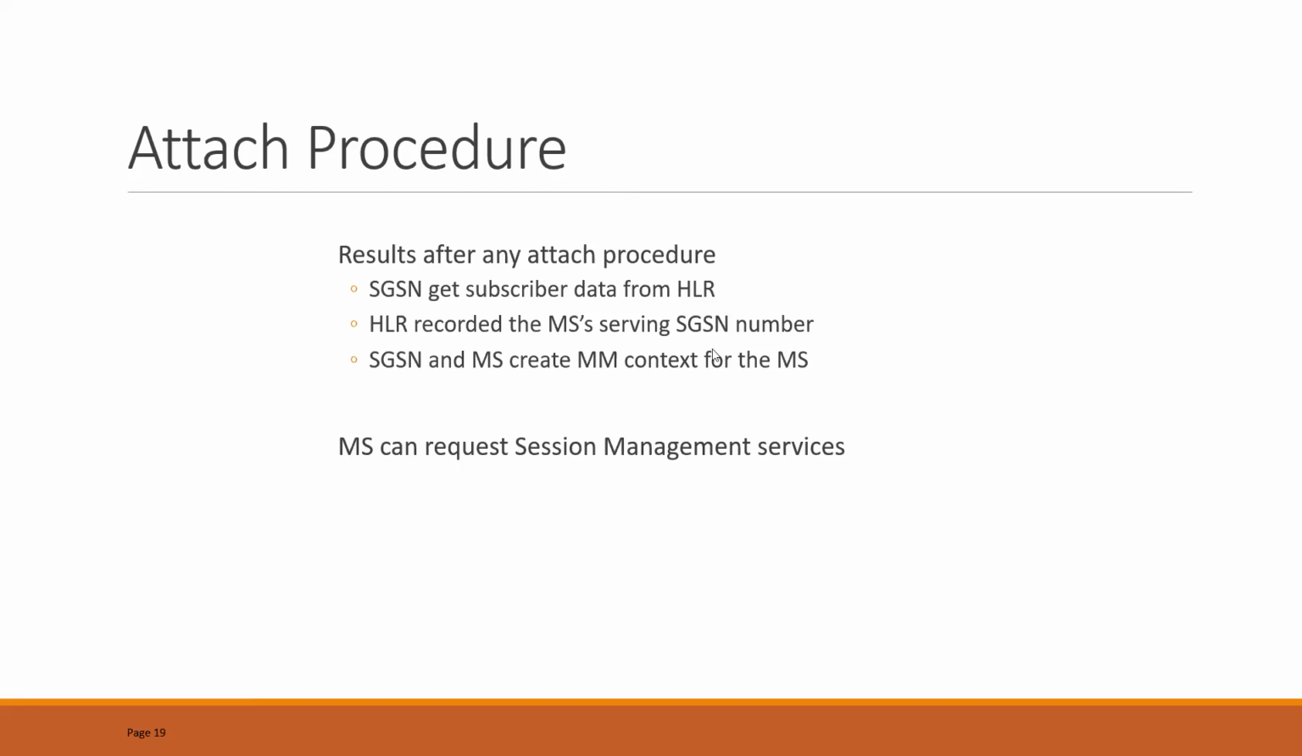Right. So after the end of the attach procedure, what happens? The SGSN gets the subscription data from the HLR, like your APNs and your quality of service information. Your HLR records the MS serving SGSN number, so the SGSN number is the GT of the SGSN and the IP of the SGSN recorded in the HLR. And your SGSN and MS create a mobility management context for the mobile station. So at the end of that, a mobility management context is created in your SGSN.